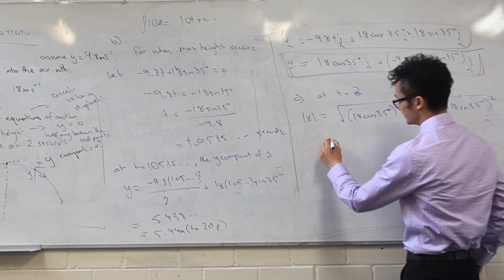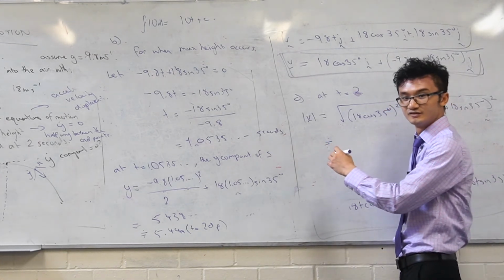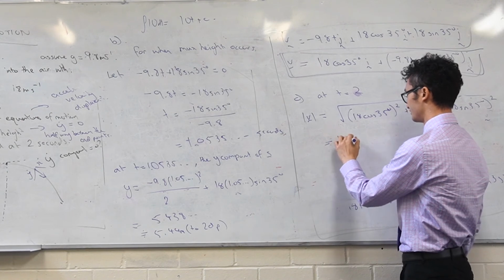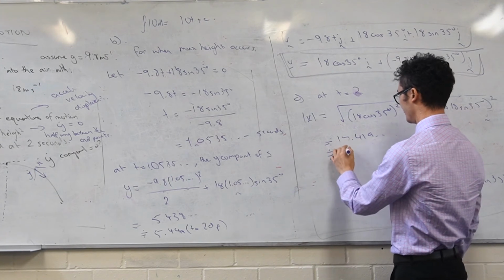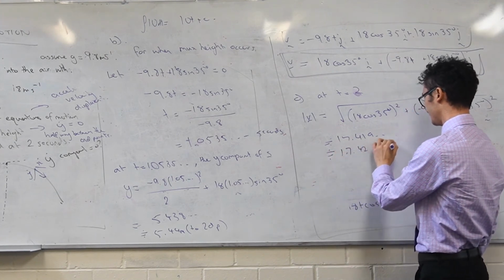17.4. Yeah. Are we rounding here? It's 17.4142... 4965. 17.42 to 2 dp, yeah.